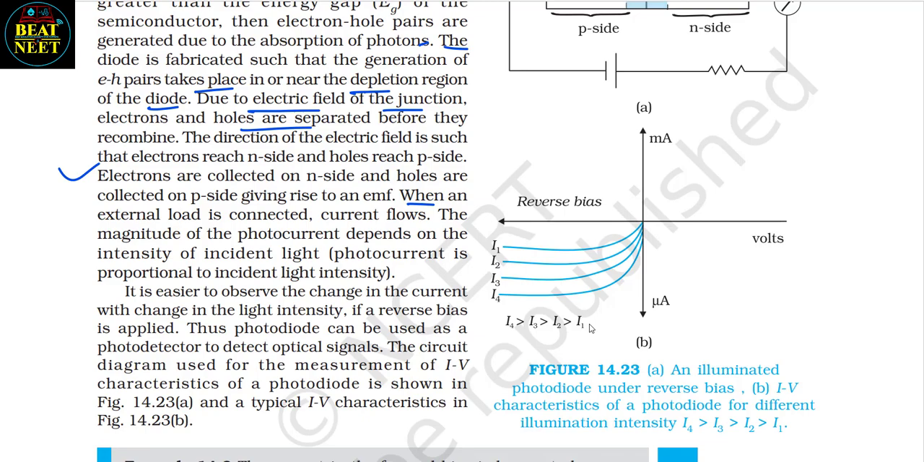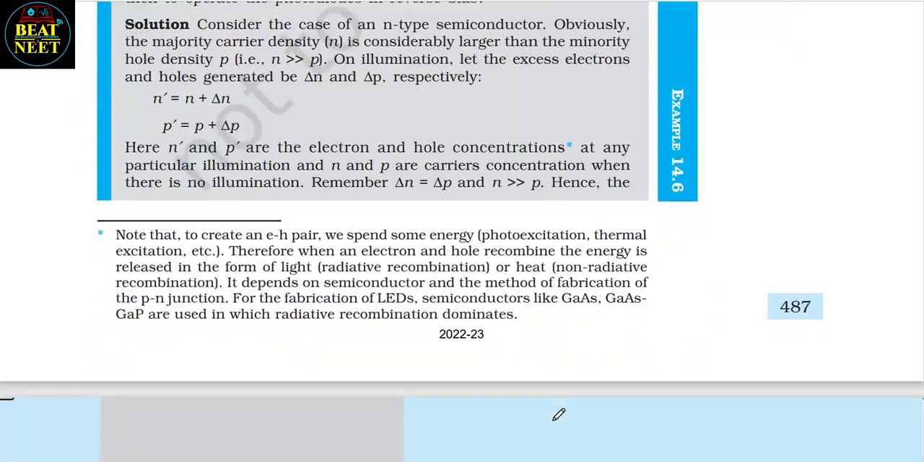The magnitude of the photocurrent depends on the intensity of incident light, that is, photocurrent is proportional to incident light intensity. It is easier to observe the change in current with the change in the light intensity if a reverse bias is applied. This photodiode can be used as a photodetector to detect optical signals. The circuit diagram used for the measurement of IV characteristics of a photodiode is shown in figure 14.23a and typical IV characteristics in 14.23b.